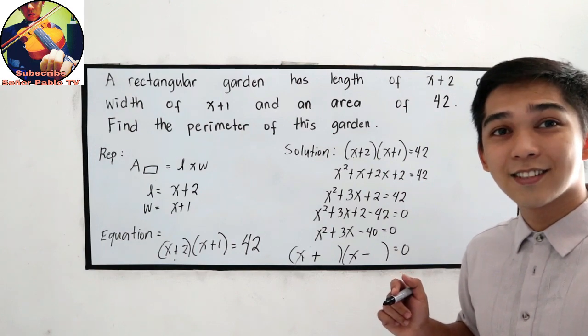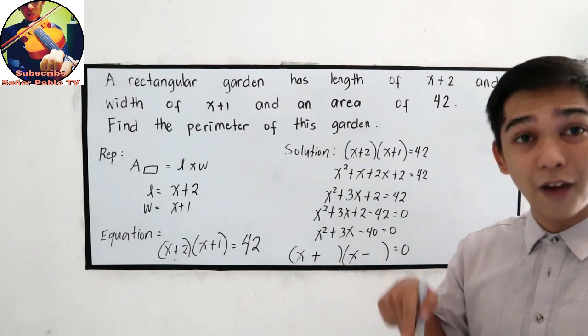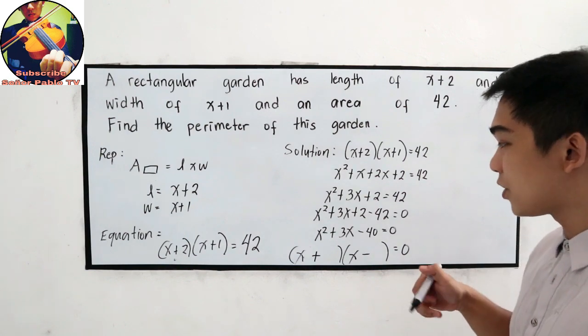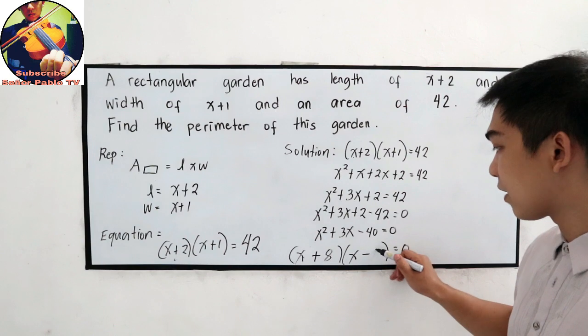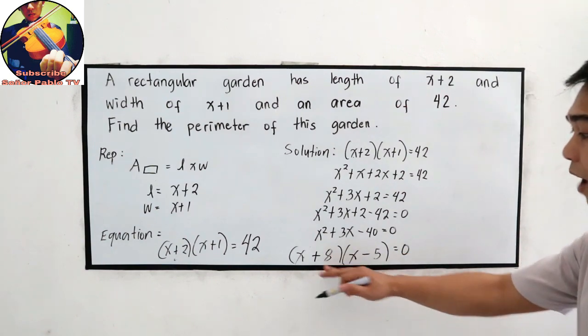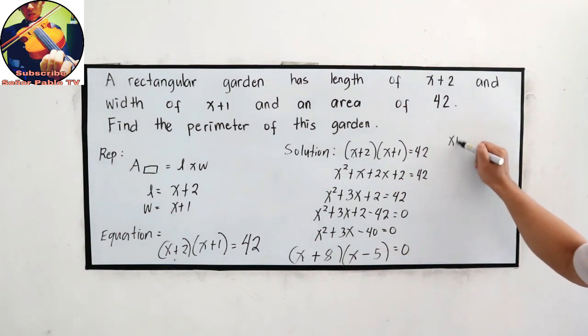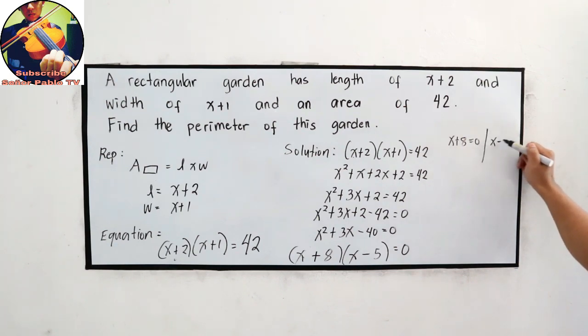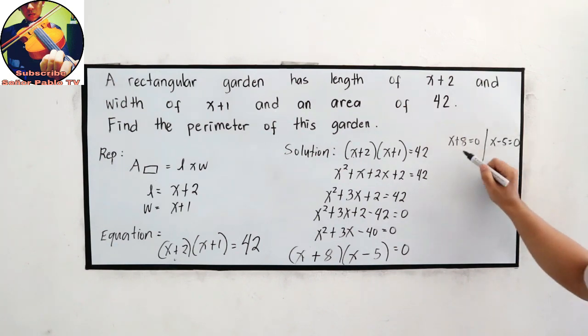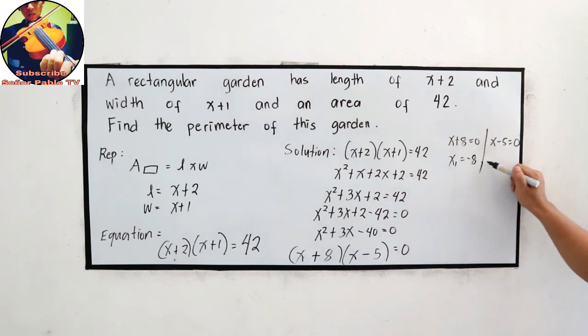That is 8 times 5. So which is positive? So we have positive 8 and negative 5. Okay. Now equate to 0, that is x plus 8 is equal to 0 and x minus 5 is equal to 0. x sub 1 is equal to negative 8 and x sub 2 is equal to positive 5.